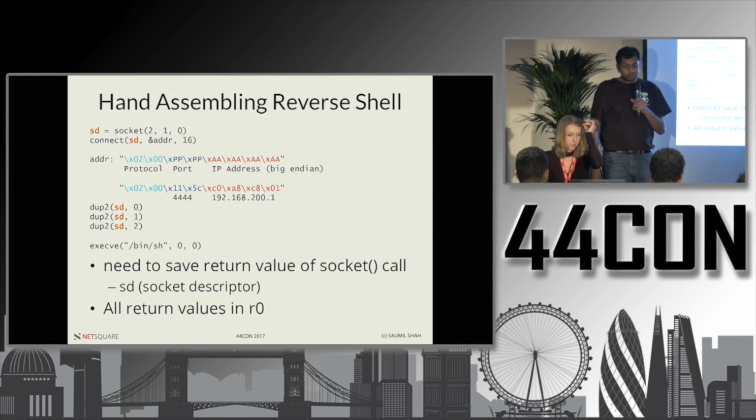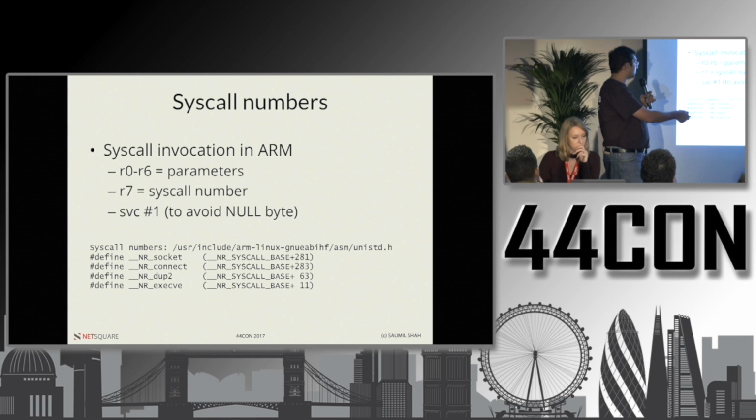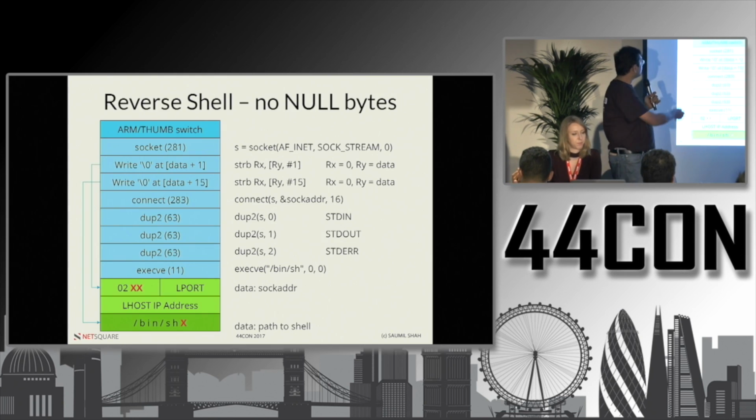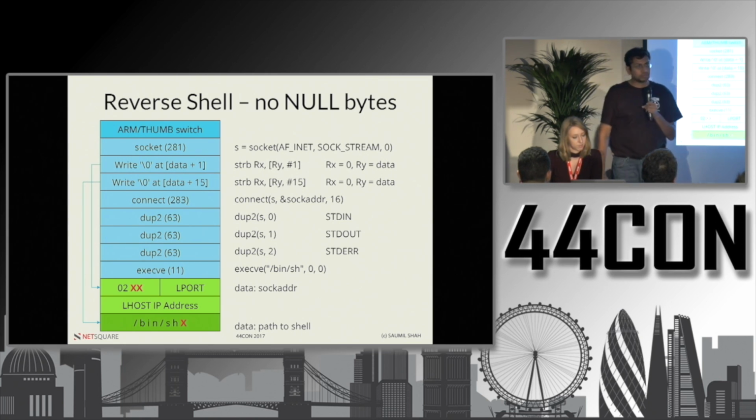So if you want to implement your reverse shell, these are your syscall numbers. Syscall 281 for socket, 283 for connect, 63 for dup2 and 11 for execve. Here is an approach. You begin your shellcode with the ARM thumb switch. You invoke a socket call. You write a null byte at the AF_INET address. You write another null byte at /bin/sh. Then invoke connect, dup2, dup2. We have to be very careful of the parameters.